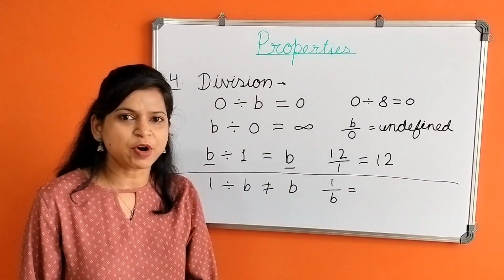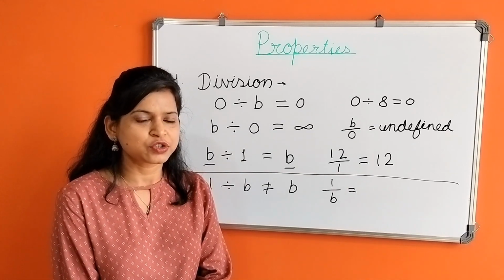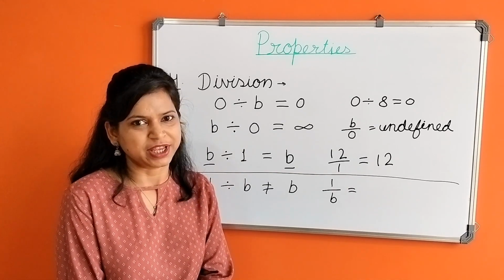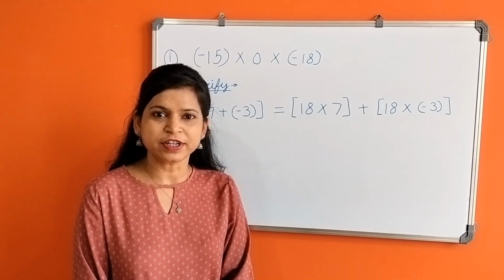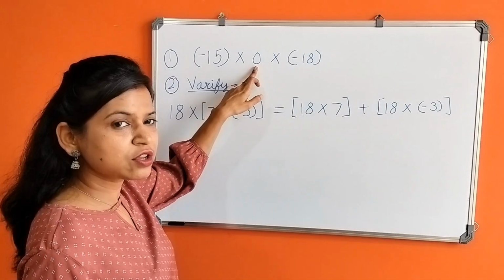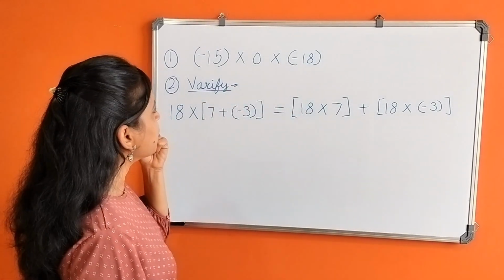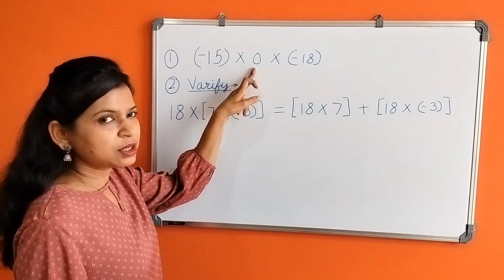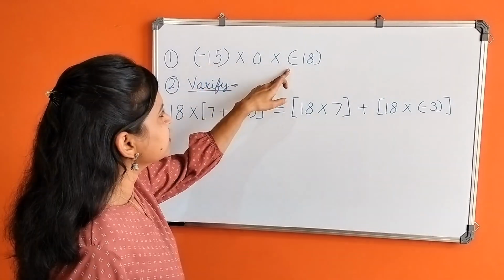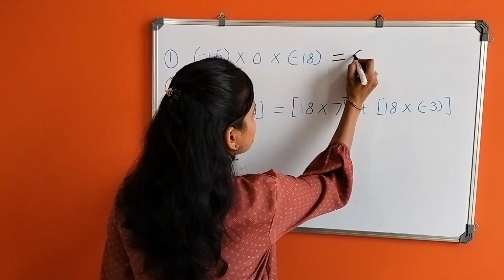So this is all about our chapter. Now we will do some questions. Try to solve it with me. Our first question is minus 15 into 0 into minus 18. From the property, whenever we multiply 0 with any integer, the answer will be 0. No other thought.